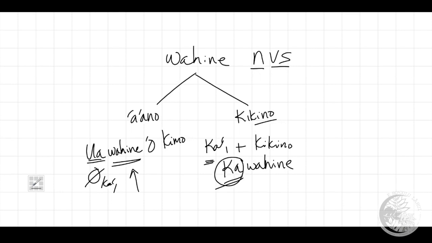That this woman here has a meaning of to be womanly. In other words, Kimo was womanly, or Kimo became womanlike, or Kimo became effeminate, perhaps, are some of the meanings. So whenever we see a memeʻa, one of the ways we can distinguish whether that memeʻa is being used as a noun versus being used as a verb is to see or to hear whether or not it has a kai.